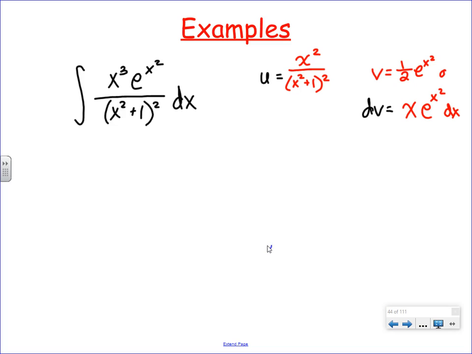How do you double check it? Derive. So that'd be 1/2 e to the u times 2x. The 2's cancel, and x remains. So that's okay, right? Du.